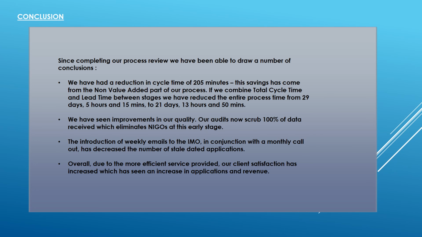Since completing our process review, we've been able to draw a number of conclusions. We've been able to reduce the cycle time down by 205 minutes. The saving has come from the non-value add part of the process. If we combine the total cycle time and the lead time between the stages, we have reduced the entire process from 29 days, 5 hours and 15 minutes, down to 21 days, 13 hours and 50 minutes. This is a huge savings within the organization.